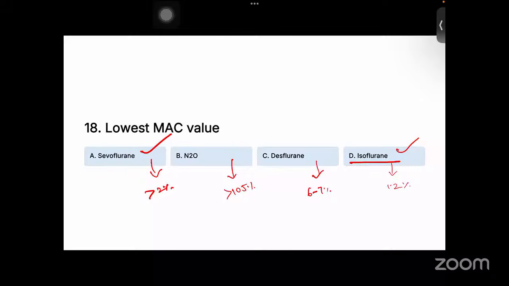Okay, if they ask you the least potent, what would be the answer? N2O will be the answer.